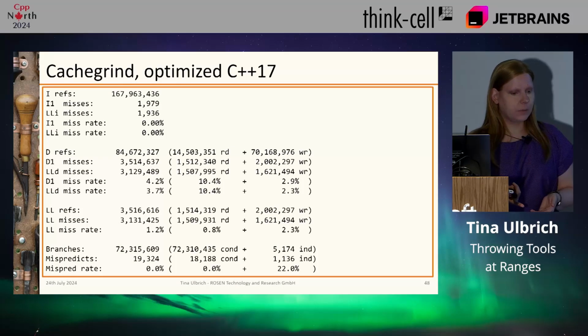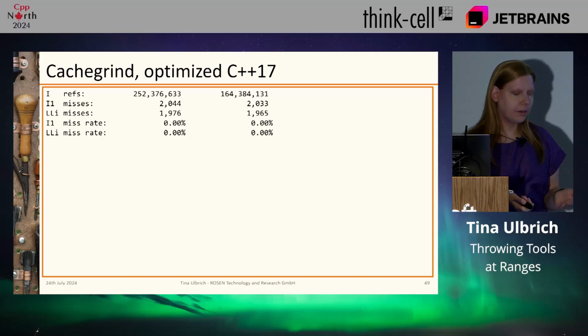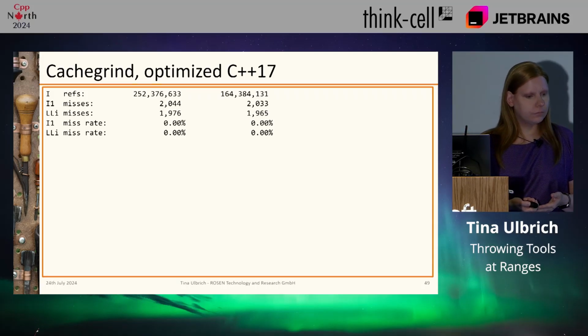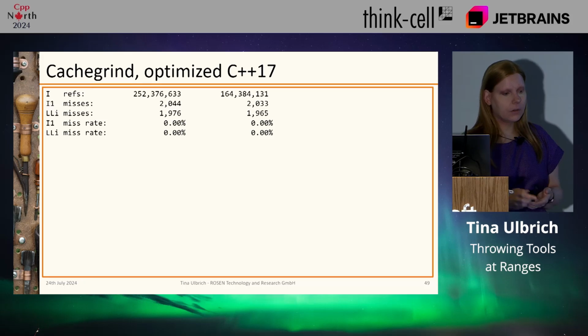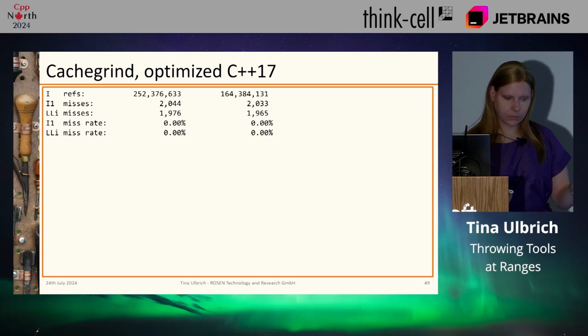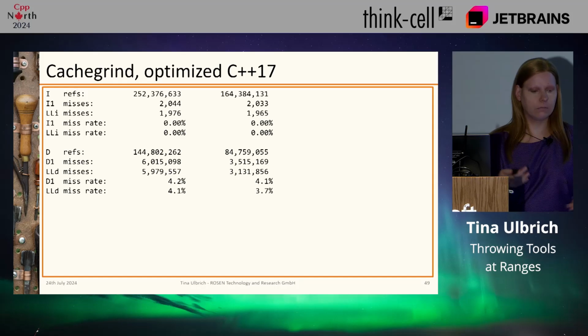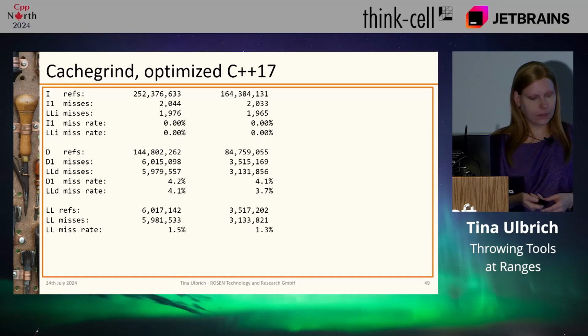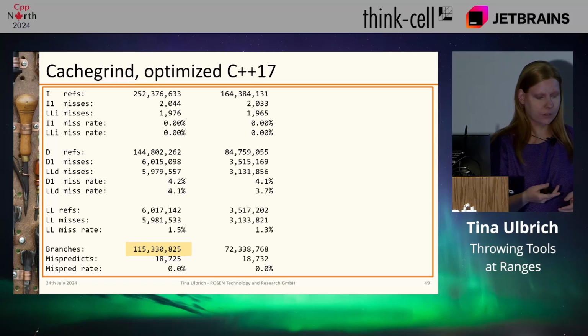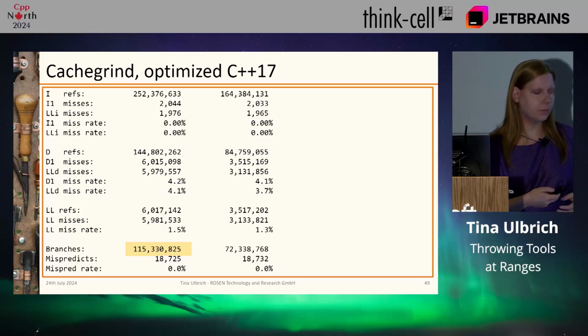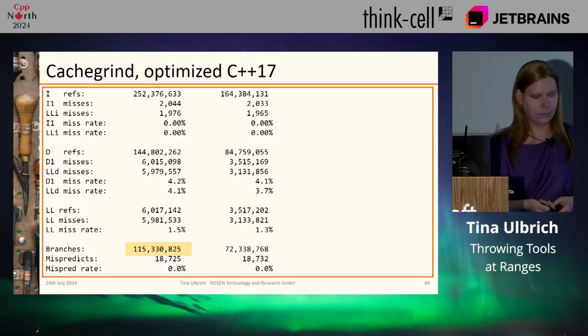This is the C++17 version. Again, I compared for you. So the instruction refs also went down, which makes sense. Same optimization as the C-style. The data refs also went down, which again makes sense. Fewer temporaries, less data to read and write from. And last level cache also went down, less work to do there. And also the branches went down, so the program is a little bit simpler than it was before. Again, makes sense. Still, branches are quite high with that.